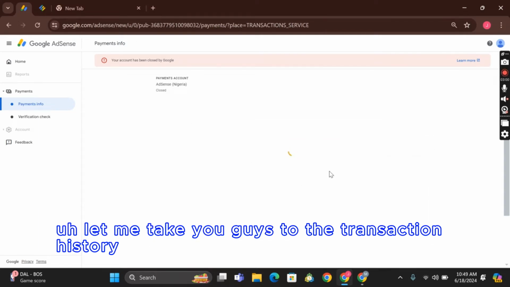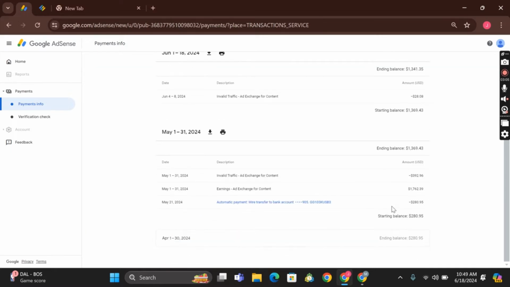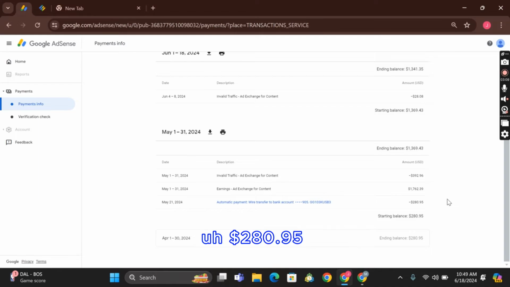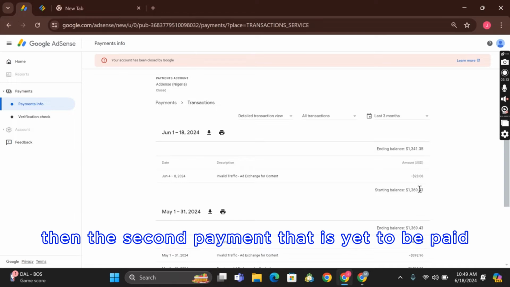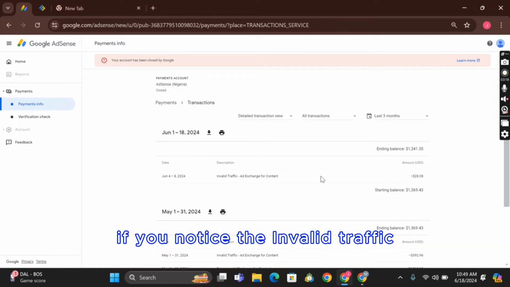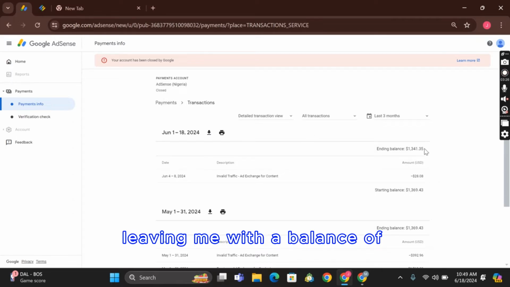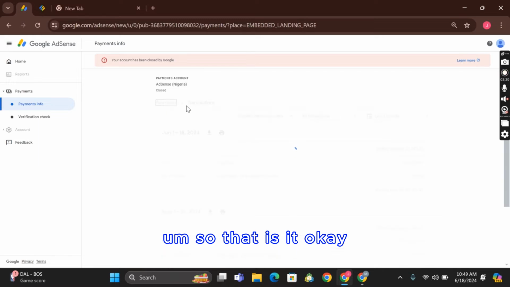Let me take you guys to the transaction history. I received my first payment, which was $280.95. Then the second payment that is yet to be paid is $1,369.43. If you notice the invalid traffic, it came from the ad exchange content, which is minus $28.08, leaving me with a balance of $1,341.35. So that is it.